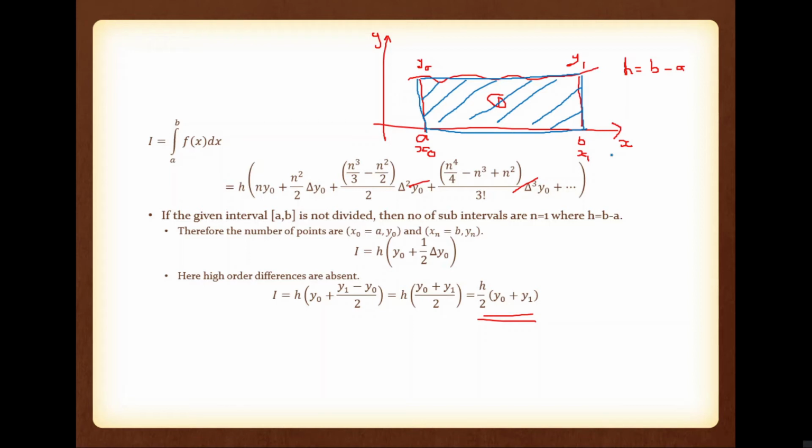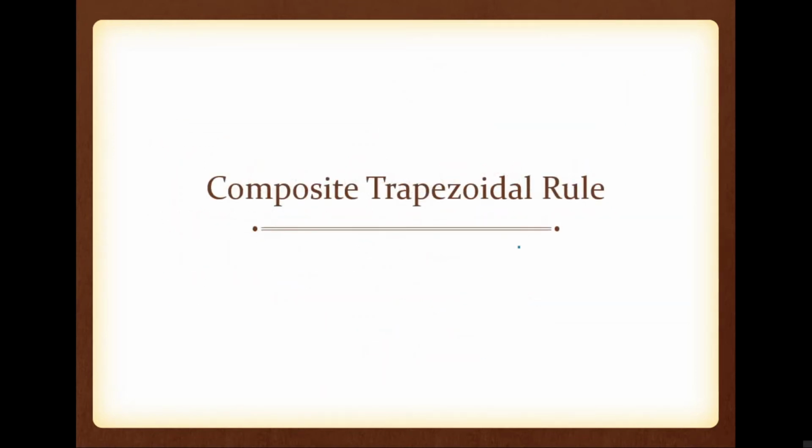So as per the trapezoidal rule, the numerical integration I is equal to integral a to b f of x dx is equal to h by 2 into y0 plus y1. Please remember this and note down this final equation. Now we are going to extend this one. The next one is the composite trapezoidal rule.